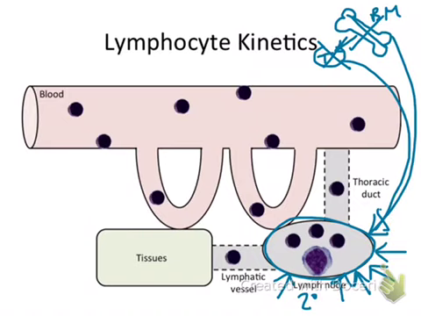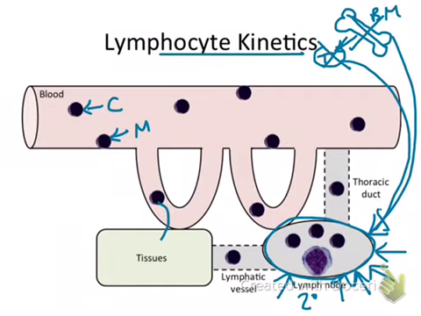So when we're talking about lymphocyte kinetics in adult animals, we're talking about secondary lymphoid tissue, and then the circulation that those lymphocytes do between blood, tissues, lymphatics, and the lymph nodes. So normally lymphocytes circulate in blood. They have a circulating pool, and I'll label that with a C. They have a marginal pool, just like the neutrophils, and I'll label that with an M.